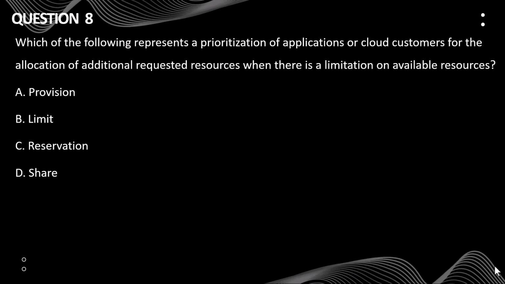Question 8. Which of the following represents a prioritization of applications or cloud customers for the allocation of additional requested resources when there is a limitation on available resources? Option A. Provision. B. Limit. C. Reservation. D. Share. The answer here will be option C, and I'll explain.